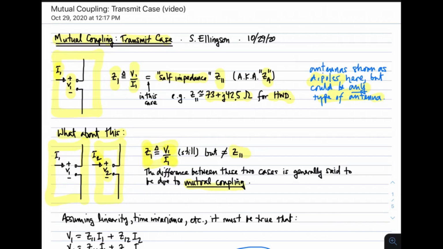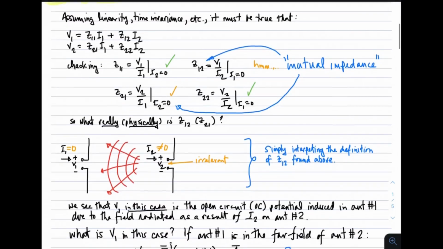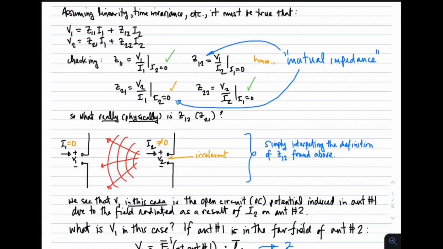So mutual coupling between the two antennas will result in the ratio of voltage to current on any one of the antenna terminals to be different from the self-impedance. So now, assuming linearity, time invariance, and so on, we can establish a simple relationship between the voltages and the currents between these two antennas. And that relationship looks like this. It should be familiar to you.